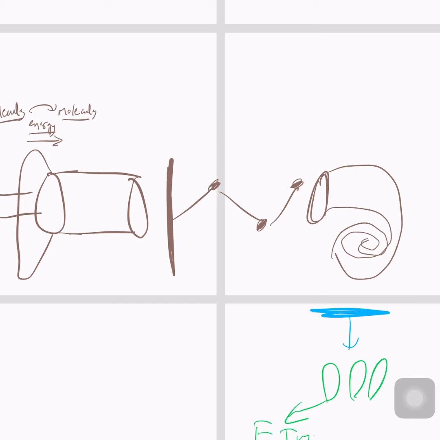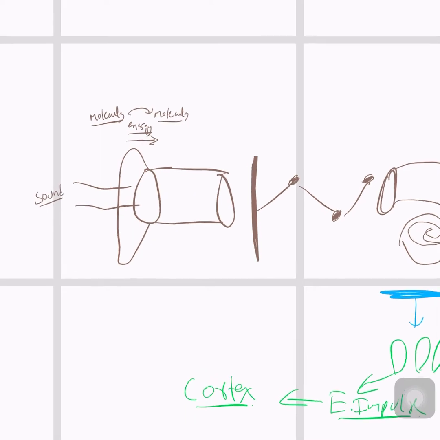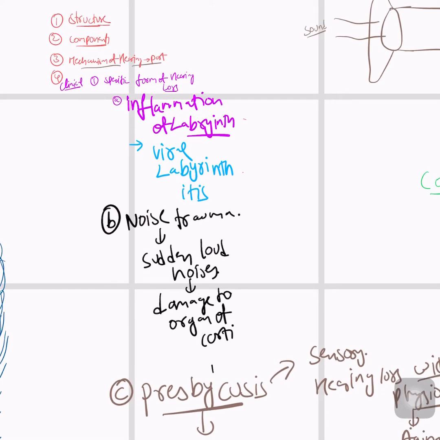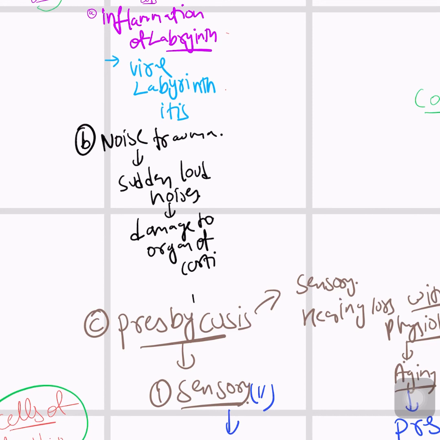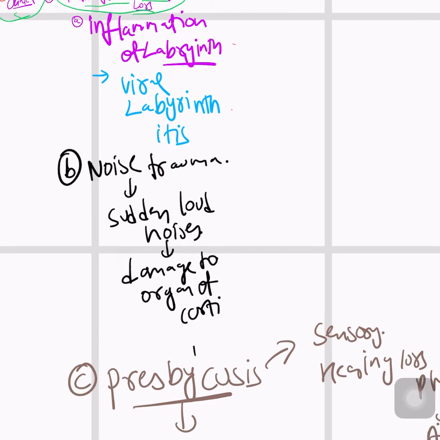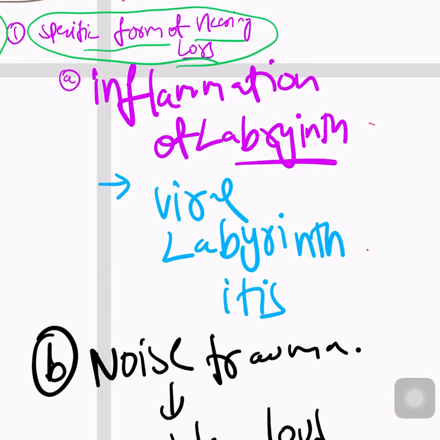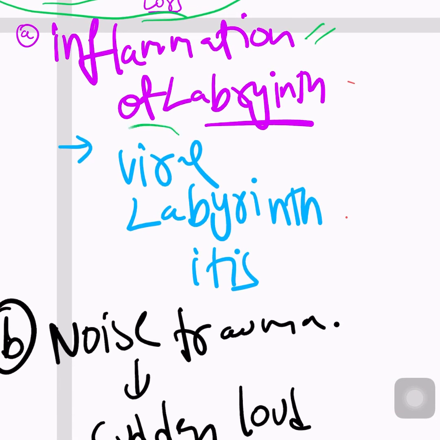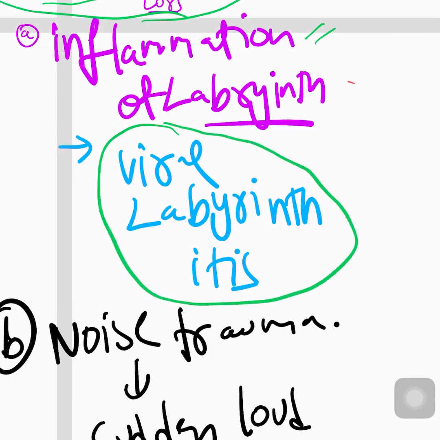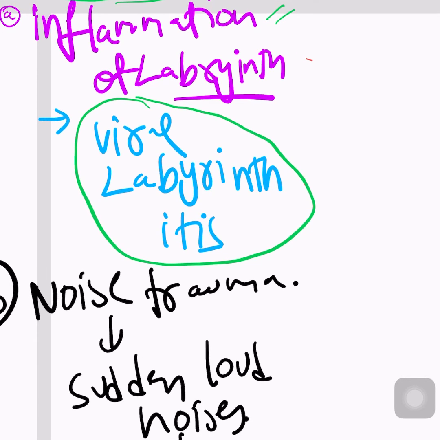Having said all of this, what is very important is that I want you to understand the clinical aspect. The organ of Corti can be asked about in the clinical aspect also. The first thing is we have specific forms of hearing loss, such as inflammation of the labyrinth, like viral labyrinthitis. In viral labyrinthitis, whenever there is a viral infection in the bloodstream, there is a tendency for the virus to damage the organ of Corti. So viral labyrinthitis is the clinical condition.